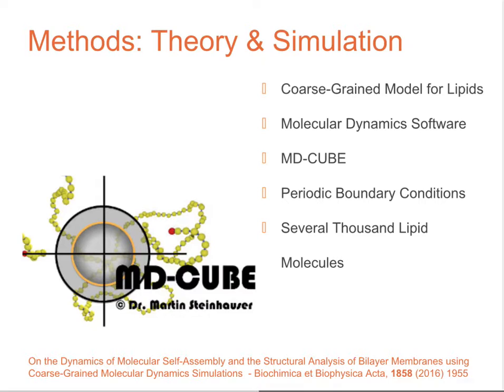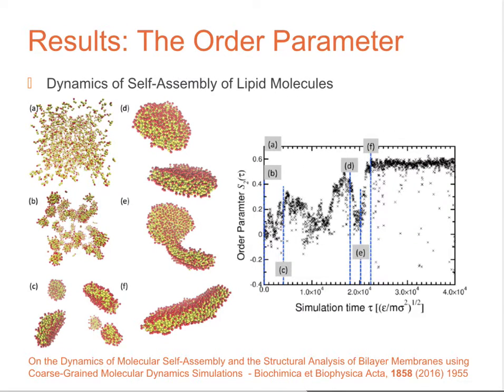For performing the simulations presented in this study, we used the molecular dynamics simulation software suite MD-Cube, which was developed and written by Martin Steinhauser. We discovered that whenever a major change in the self-assembly of lipids occurs, this can be seen very well in the steep gradient of the order parameter. On the left, one can nicely see the gradual self-assembly of all lipids into one large bilayer membrane. On the right, these major changes in orientation are reflected in the fluctuations of the order parameter.